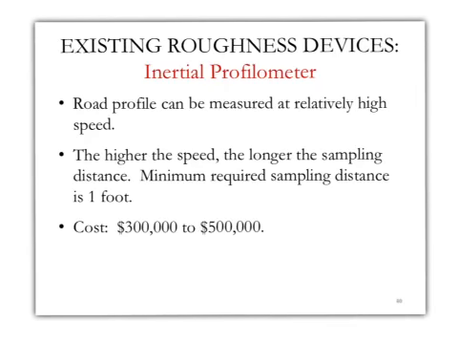So again, the road profile can be measured at a relatively high speed, which is a big advantage compared to dipsticks and other conventional measurement devices. But we need to keep in mind that the higher the speed, the longer the sampling distance, and the minimum required sampling distance is typically 1 foot. One of the disadvantages though is the cost. The cost of the machine to buy it and keep maintaining it is somewhere between $300,000 to $500,000.